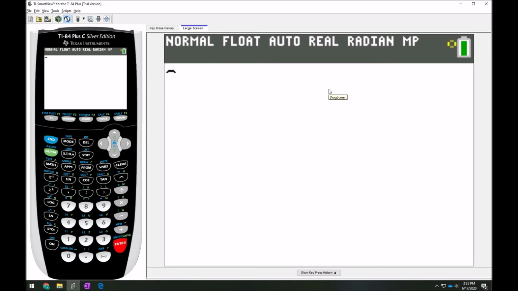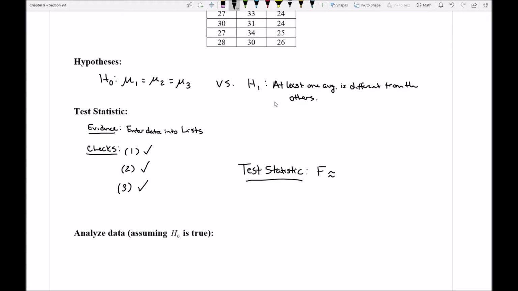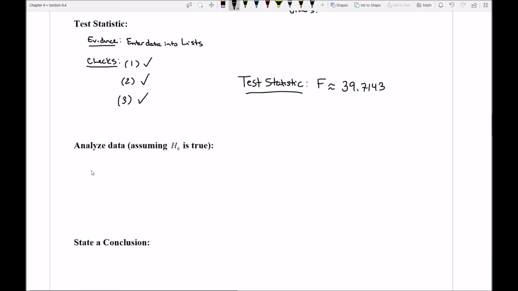Now when I hit enter, you can see that I get a whole bunch of values, but right at the top is my value of F, 39.7143. So I'm going to go ahead and write that down. Again, that was 39.7143. Okay, well, I'm going to go ahead now and analyze my data.